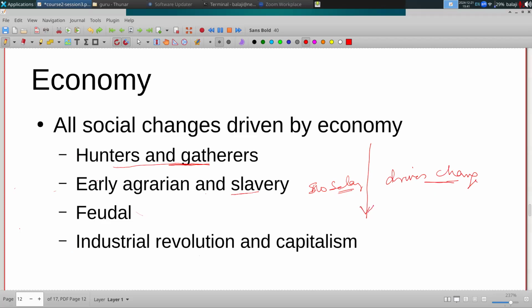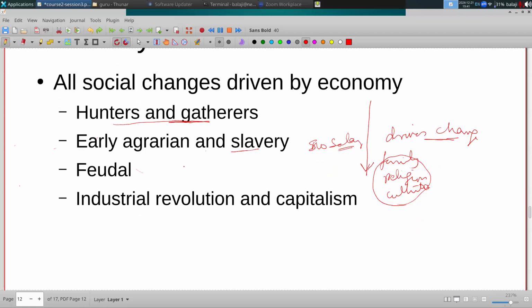A very important point is that everything is aligned to economy: your family, your religion, culture, all these will be aligned to economy. It has to be, because your sustenance is more important. Everything is aligned to that. So that's the role played by economy. Okay.